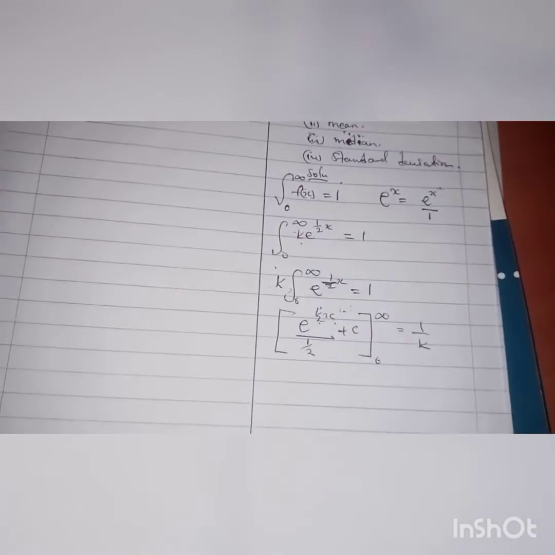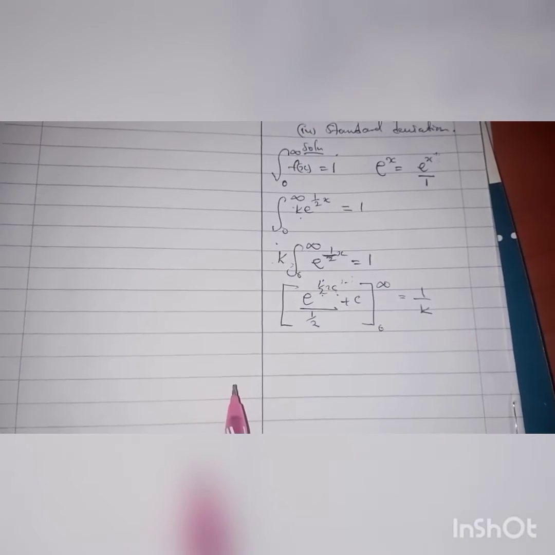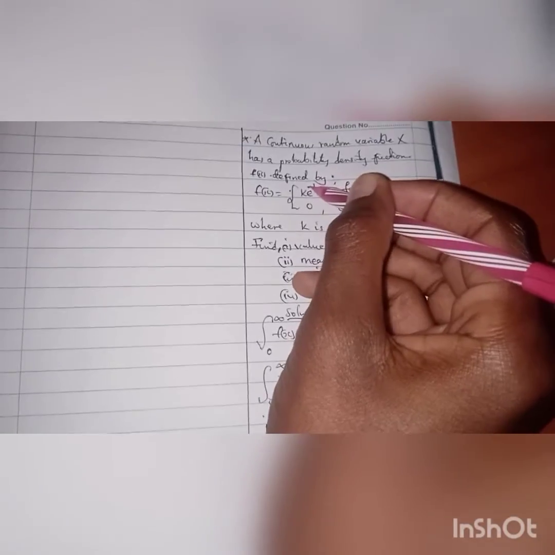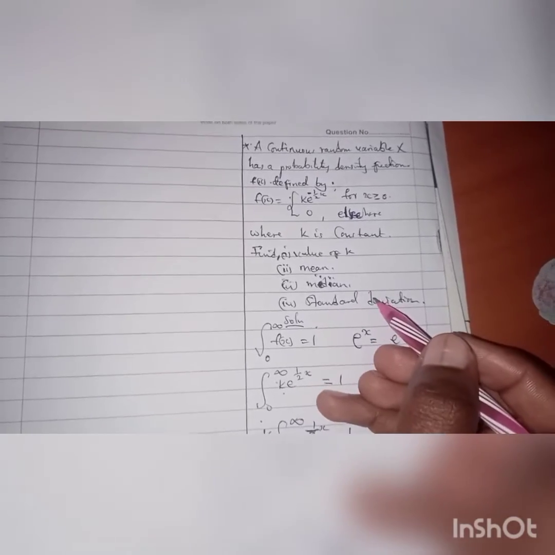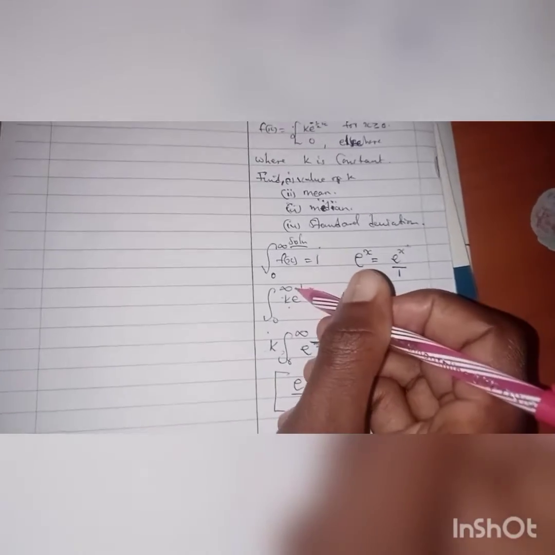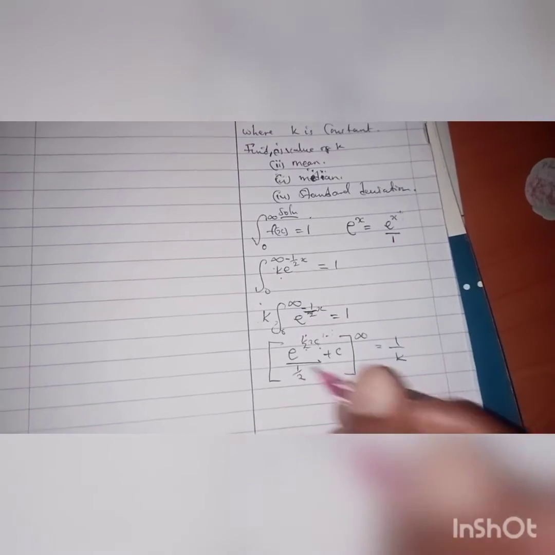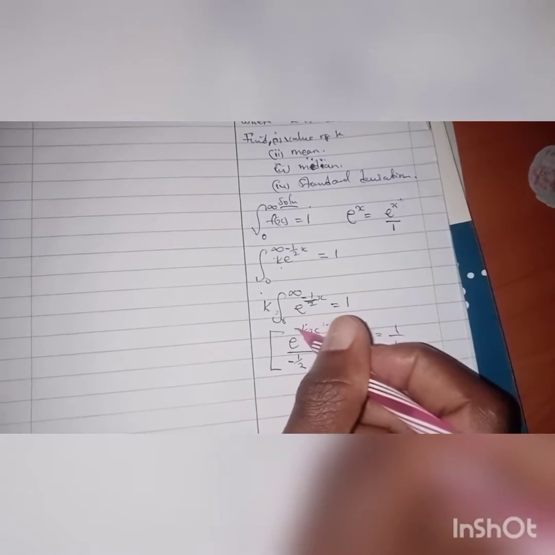It is mathematically correct to divide by k. I'm sorry, my viewers, the exponential function was raised to the power negative half. It's just a small change. Therefore, this should be raised to the power negative half, and we divide it by negative a half. I'm sorry for that.